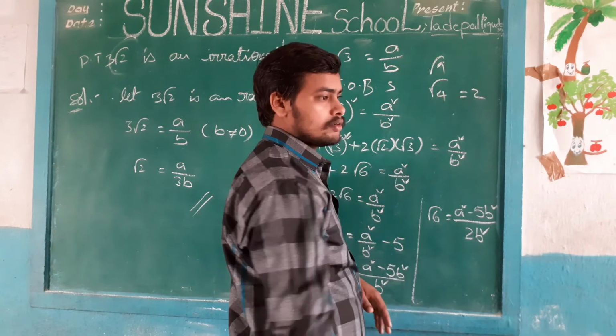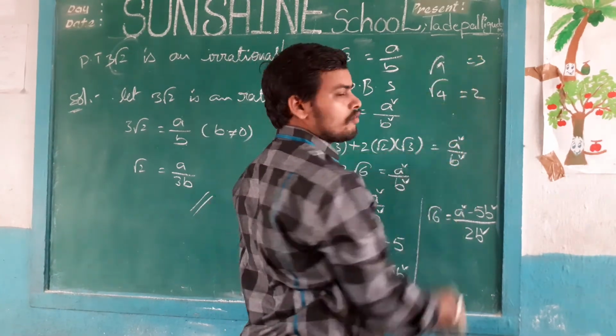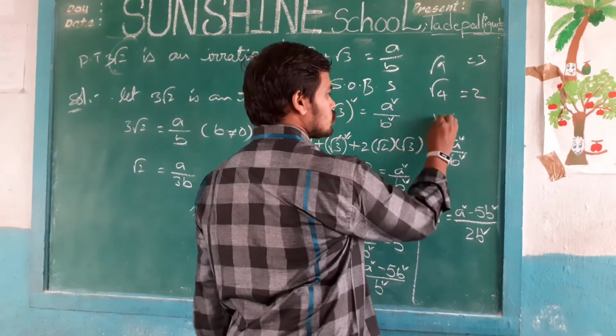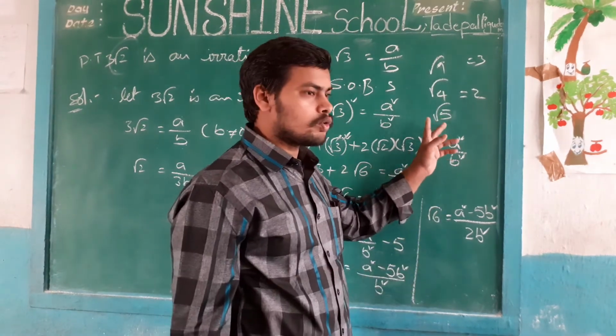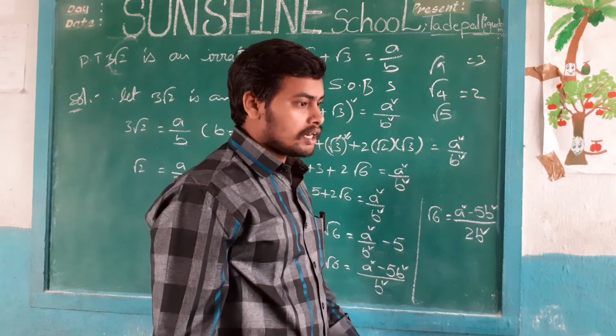Root 9. Root 9 value is 3. So it is a rational number. But root 5 we cannot convert into rational number format. So other than the perfect squares, all numbers are irrational.